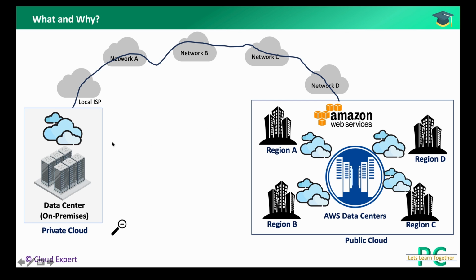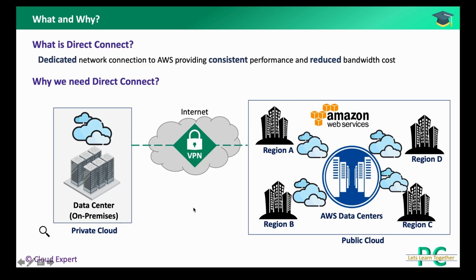Now, if you are heavily dependent on that VPN connection for transferring a huge amount of data, let's say you want to transfer data in terabytes every day, in that case, obviously VPN is not a feasible solution because internet speed, number of hops, internet bandwidth, everything will come into the picture and will affect your performance. So what is the alternative? The alternative is Direct Connect.